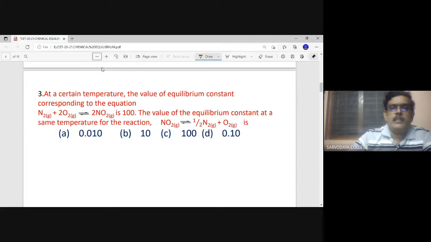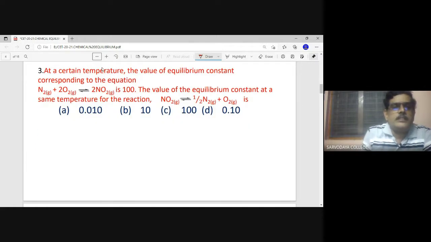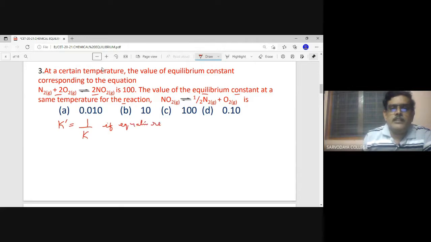At a certain temperature, the value of the equilibrium constant for the reaction, that is the formation of nitric oxide, is given as 100. So what is the value of the equilibrium constant for the reaction? So it is reversed, and also the coefficients have changed. We have to remember two things. K dash for the reverse reaction is equal to the reciprocal of K for the forward reaction. So if the equation is reversed, it becomes the reciprocal. And if the equation is multiplied by some number, then K dash will be equal to K to the power of n, where n is the multiplicand. It is the number that you have used to multiply, or the coefficient with which you have multiplied.